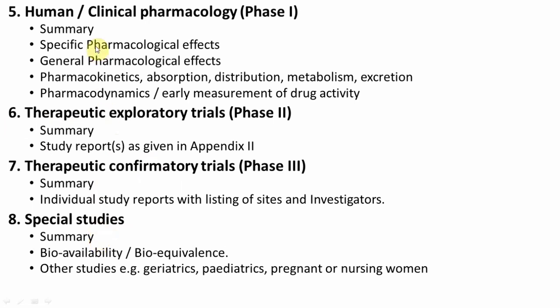It includes summary, specific pharmacological effect, general pharmacological effects, then pharmacokinetics, pharmacodynamics, therapeutic exploratory trial, that is phase 2. It includes summary, then study reports as given in appendix 2, then therapeutic confirmatory trial, that is phase 3, then special studies. It includes bioavailability or bioequivalence.